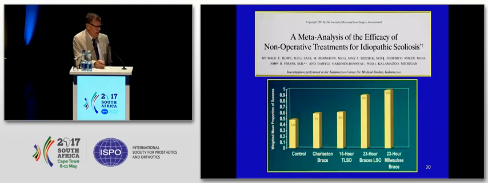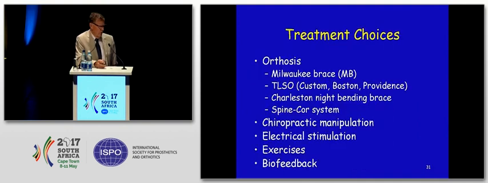In a large meta-analysis study of the efficacy of bracing, of non-operative treatment, on the left is the bar graph showing the risk of progression in untreated patients compared to the Charleston nighttime bending brace, compared to TLSOs, and clearly in the majority of studies in the literature shows that full-time treatment and ultimately the Milwaukee brace are the most effective means of treating idiopathic scoliosis.